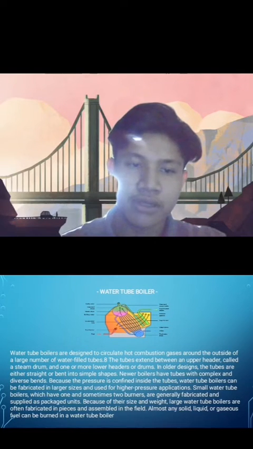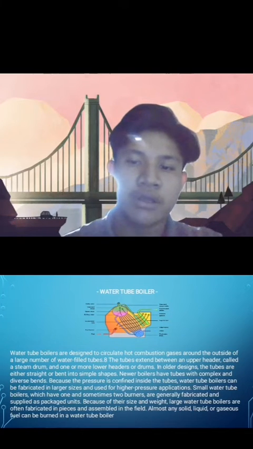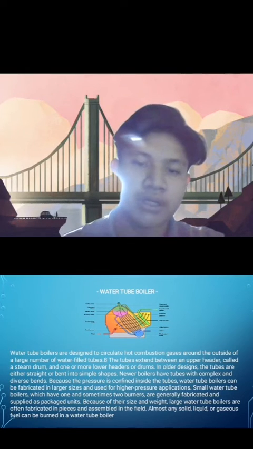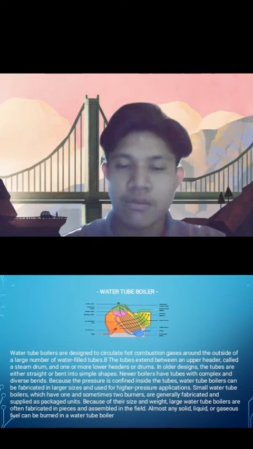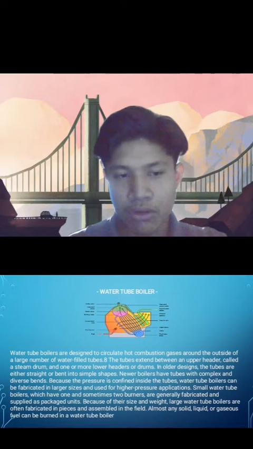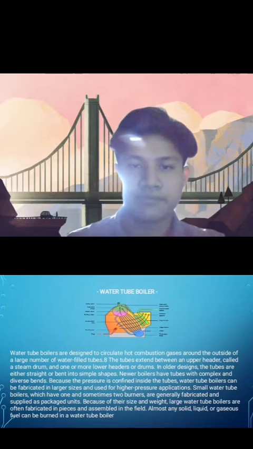Because the pressure is confined inside the tubes, water tube boilers can be fabricated in larger sizes and used for higher pressure applications. Small water tube boilers, which have one and sometimes two burners, are generally fabricated and supplied as package units. Because of their size and weight, large water tube boilers are often fabricated in pieces and assembled in the field. Almost any solid, liquid or gaseous fuel can be burned in a water tube boiler.